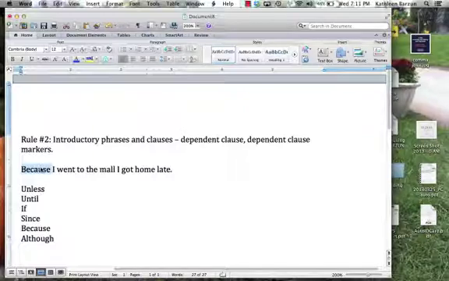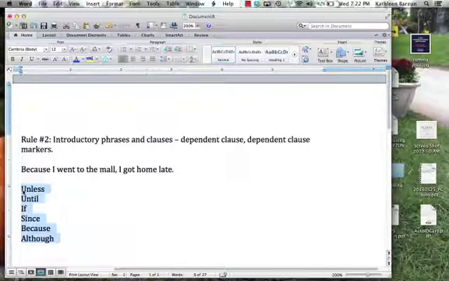So now you know what a dependent clause marker is, and you know what it does to an otherwise independent sentence. It turns it into a dependent one, right? If your dependent clause comes at the beginning of a sentence, it becomes an introductory clause. It theoretically could be an introductory phrase too. It could even just be an introductory word like however. If it comes at the beginning of the sentence, you put a comma after it. So, because I went to the mall, comma, I got home late. If it shows up anywhere else, you leave it alone. And it's as simple as that.